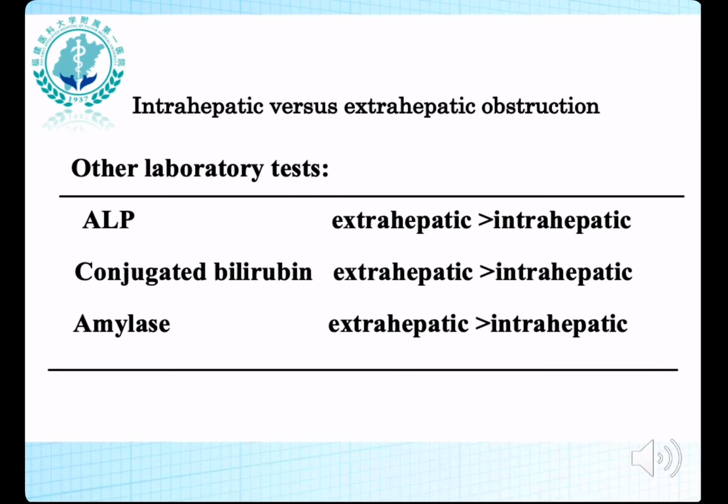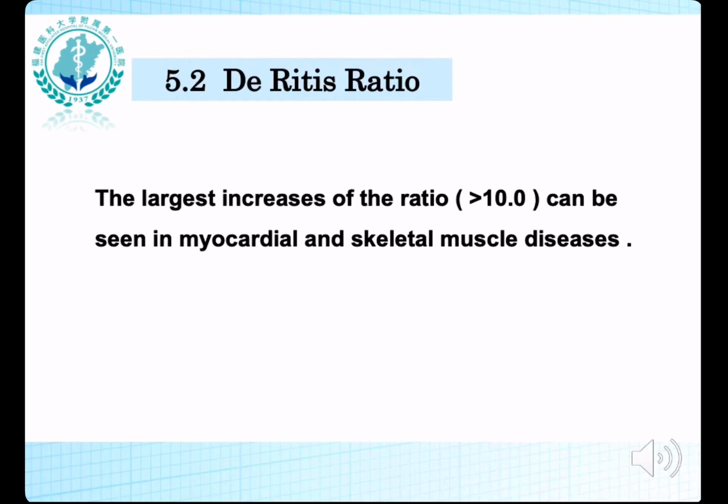For obstruction, there are some other test items commonly used. For example, elevated levels of ALP, conjugated bilirubin, and amylase often indicate that the possibility of extrahepatic obstruction is higher than the possibility of intrahepatic obstruction, okay? The largest increases of the ratio, over 10, can be seen in myocardial and skeletal muscle diseases. I have mentioned it above.